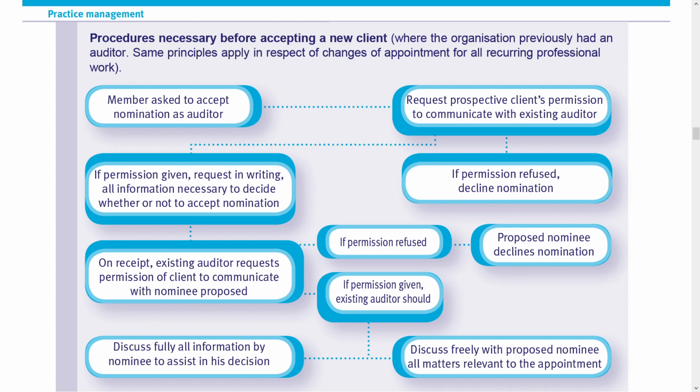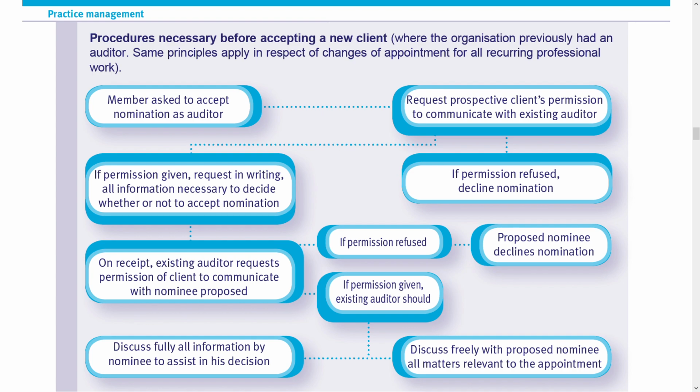Okay. And if the permission is refused, then you decline the nomination. So we are going like this. From the left hand side, the first box, then we are going towards right, then down. There are two branches. One, if the permission is refused, that means the client is not willing to give you the permission to communicate with the existing auditor, the previous auditor. Then you refuse the permission. You don't accept the client. You decline the nomination. But if the permission is given, the client gives you the permission.